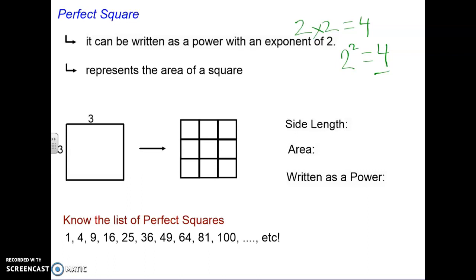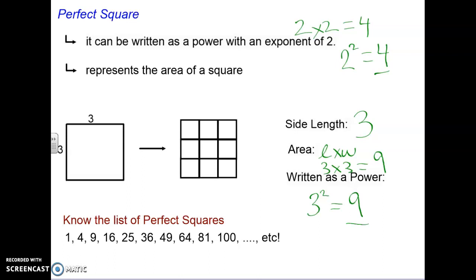Okay, so the perfect square can also represent the area of a square. If you look at our example here, we have a square with a side length of 3. We know area is length times width, so the area can be written as 3 multiplied by 3, which gives us 9. We can also write this as a power. So we can write 3 to the power 2 equals 9. 9 is our perfect square.